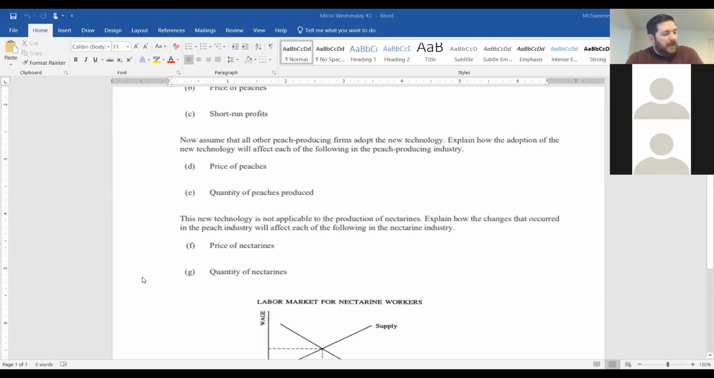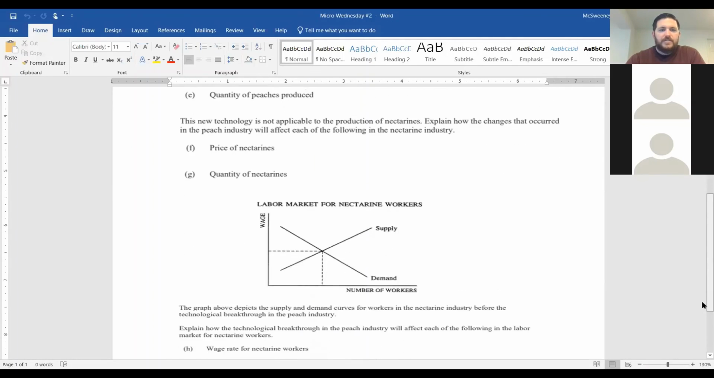Okay? If demand for nectarines decreases, the price of nectarines will also decrease, and the quantity of nectarines produced in the industry will also decrease. So for this one, price decreases, quantity decreases. Why? Explanation, there's a decrease in demand for nectarines. All right? All right, last two, and then we're out.